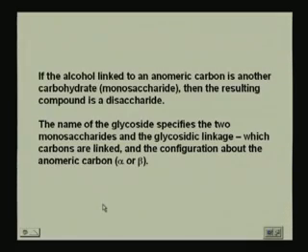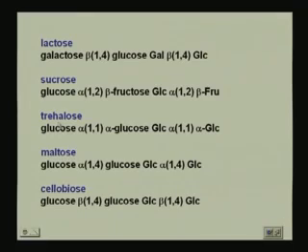Let us look at the rules first. If the alcohol linked to an anomeric carbon is another carbohydrate, obviously the other resulting compound is a disaccharide, because we have 2 monosaccharide units. The name of the glycoside specifies the 2 monosaccharides and the glycosidic linkage, which carbons are linked, and the configuration about the anomeric carbon, the alpha or the beta. So, we have either the alpha or the beta, and we have to figure out which carbon it is linking to. Now, these are some examples.